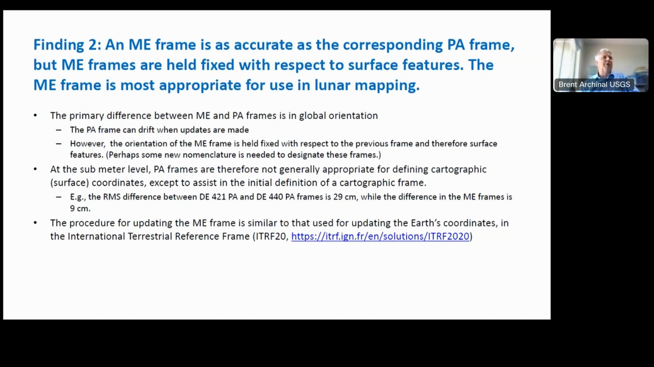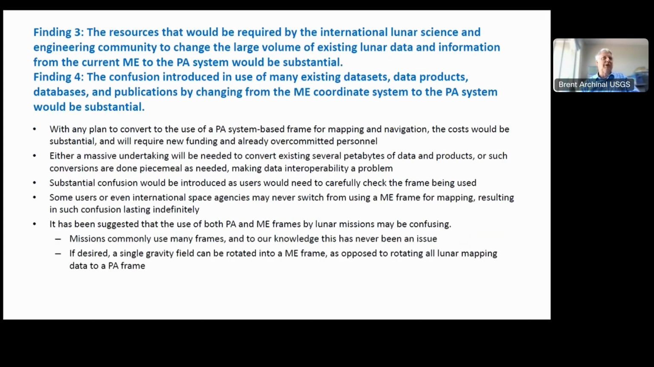So the next slide mentions the third and fourth findings, which are basically about the data volume and confusion between the data sets. As the first bullet notes, any plan to use the PA system for mapping and navigation would involve some conversion or use of new data sets in a different system. So this requires new knowledge and new funding to do this work. It is feasible, it is possible, but it's extra work and funding and time. And it would be a massive undertaking if a decision was made to convert existing data sets.